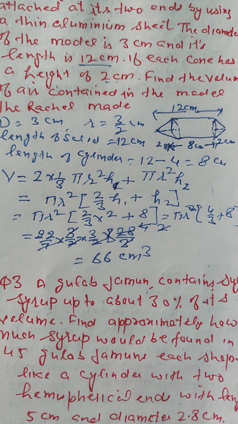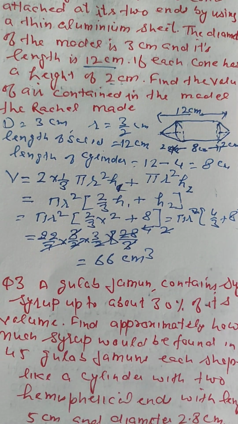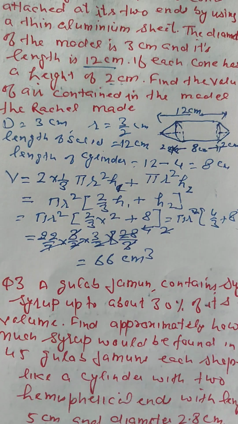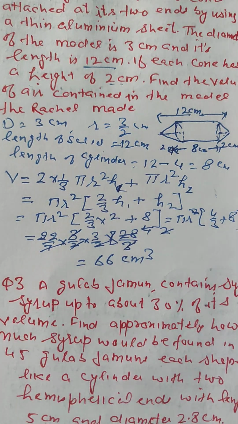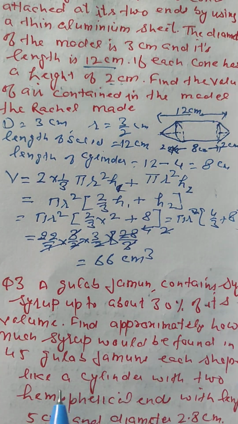Another question: a gulab jamun contains syrup up to about 30% of its volume. Find approximately how much syrup would be found in 45 gulab jamuns, each shaped like a cylinder with 2 hemispherical ends, length 5 cm and diameter 2.8.